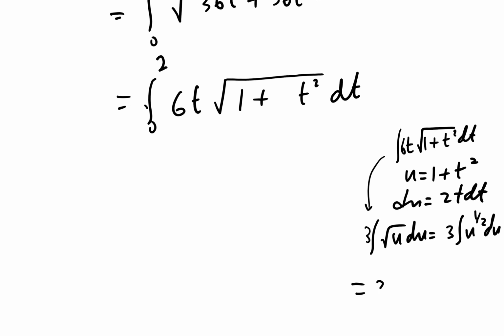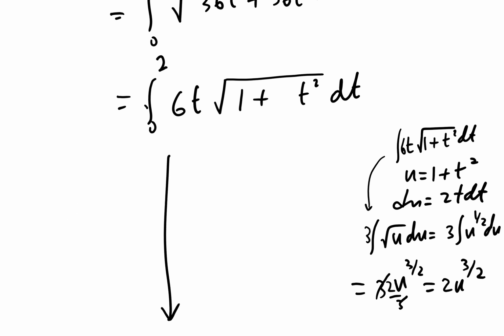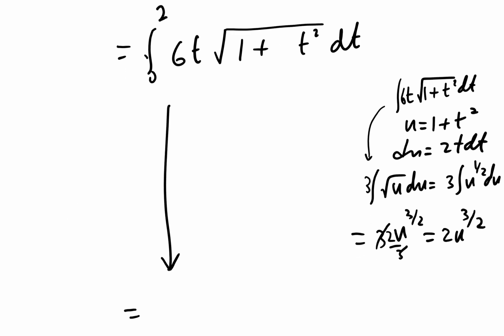Then 3u to the 3/2 times 2/3, so 2u to the 3/2. That is going to go into this one, and we write that down: 2 times 1 plus t squared to the 3/2, from 0 to 2.